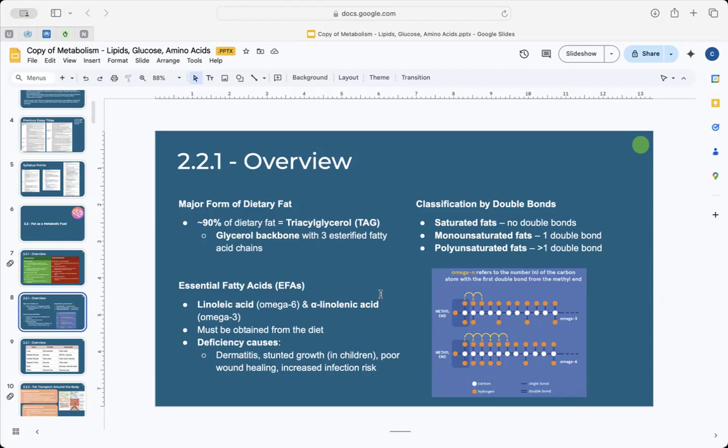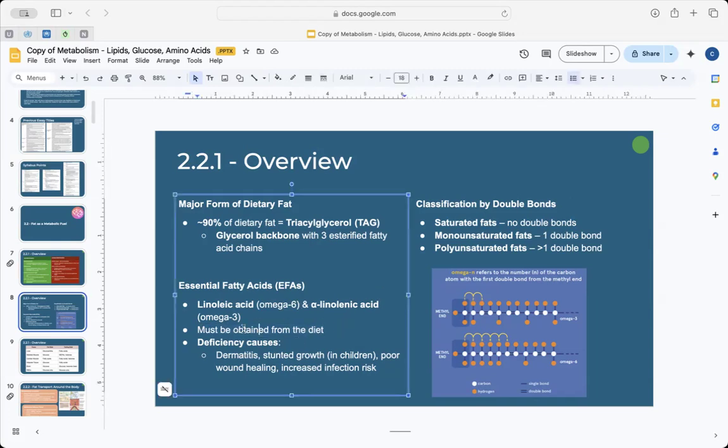Is everyone happy with what the difference is? The difference is basically that essential fatty acids must be obtained from the diet. So that's what we're working with. There's a deficiency here. So deficiency of essential fatty acids: dermatitis, stunted growth, poor wound healing, increased infection risk. So all quite easy things to wrap your head around.